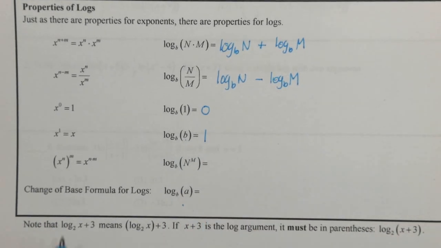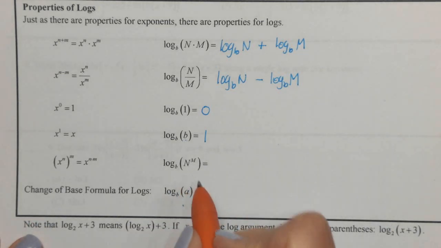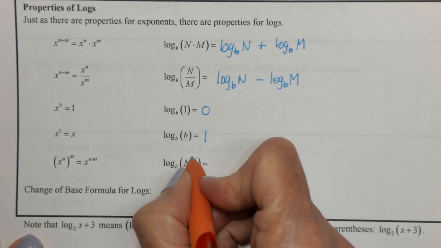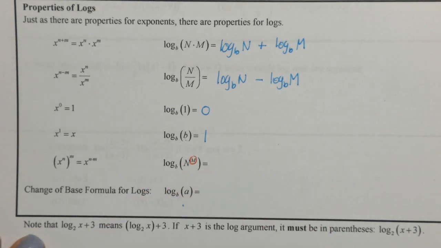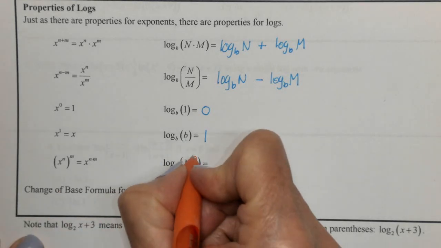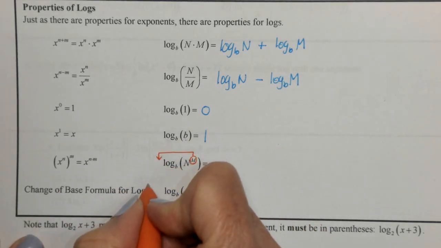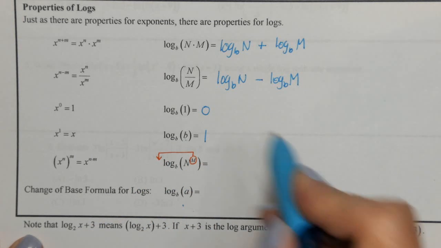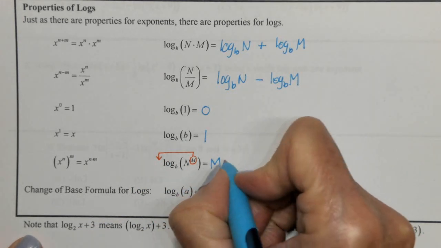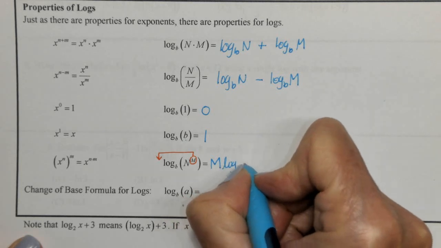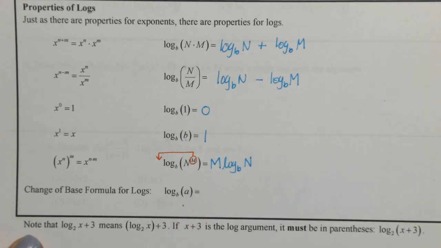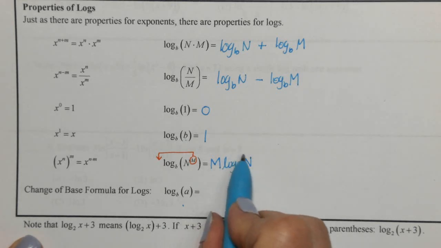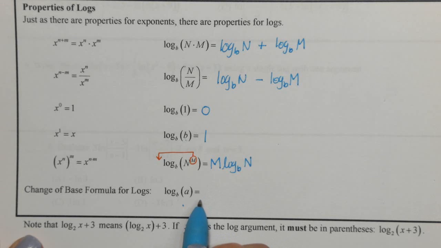And now we have a property that is used a lot. We use this one a lot. We use all of these a lot. If your argument, and only your argument, has a power on it, we can move that power out to the front and make it the coefficient of the log. This will be m log base b of n. And vice versa. You can move the coefficient back to the power on the argument if you want to.